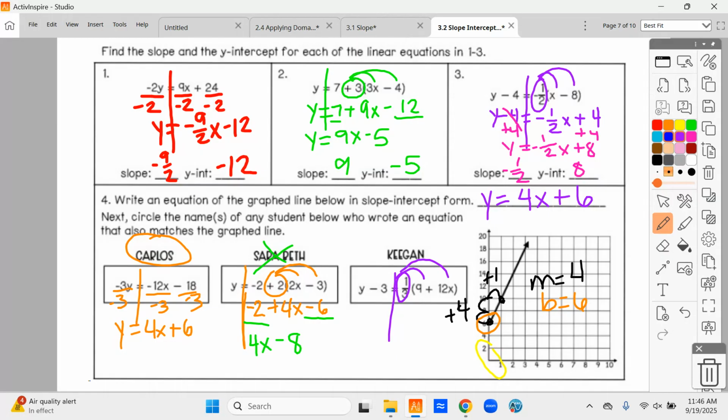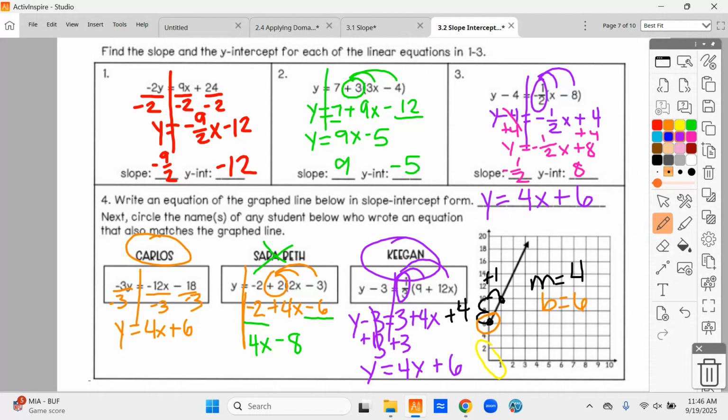And then Keegan, we need to distribute, then move our negative 3 over. So 1/3 times 9 is 3. 1/3 times 12x is 4x. Y minus 3 equals 3 plus 4x, and then I'm going to add my 3 over. So y equals 4x, and then 3 plus 3 is 6. So Keegan also is correct. So just because it looks different doesn't mean it isn't equivalent.